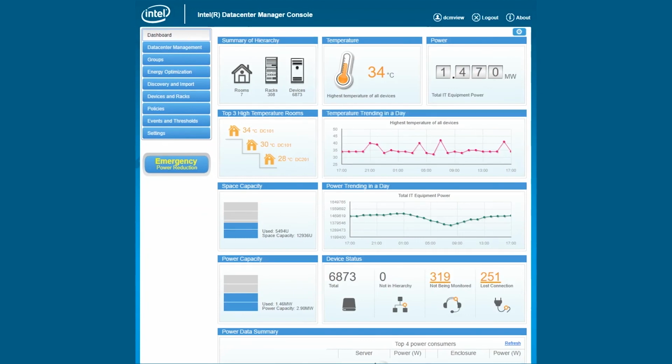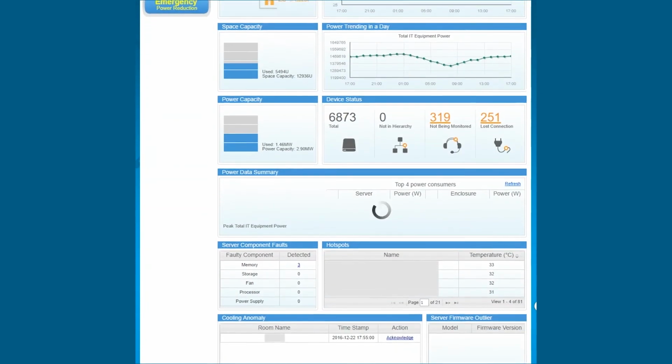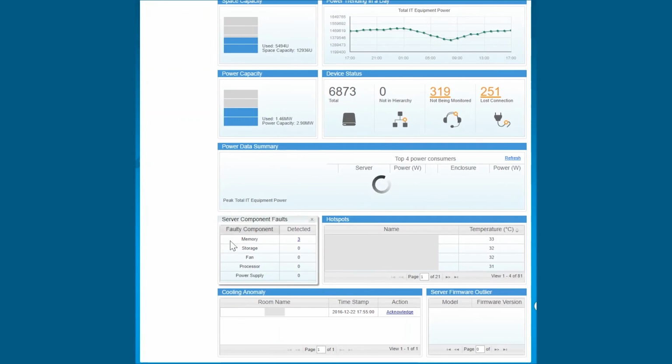Okay. Now let's move to some more analytics capabilities. And here I'm going back to the dashboard. And here in the health analysis widget, you can see that Intel DCM is actually collecting data for the health of the devices that it is connected to. It is collecting information regarding the health of the memory DIMMs, the hard drives or the disks, the fans, the processor, and the power supply.